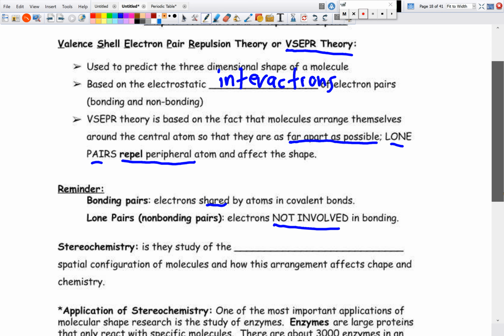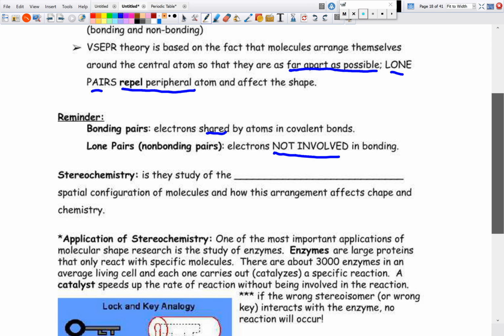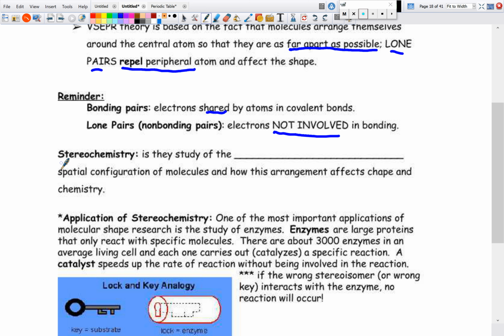So this three-dimensional shape that we're going to be looking at, the technical term for it is called stereochemistry. And this is the study of the three-dimensional spatial configuration of molecules and how this arrangement affects the shape and the chemistry. Shape with an S, not with a C.